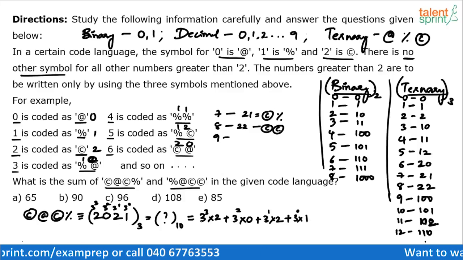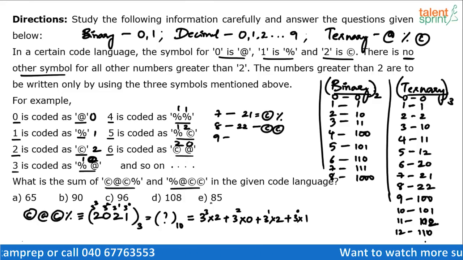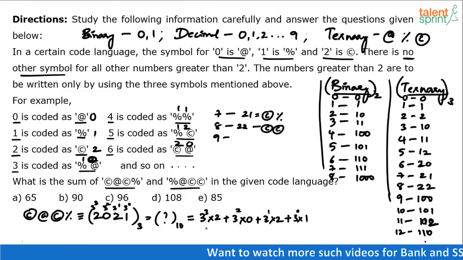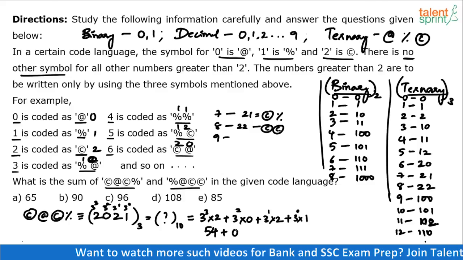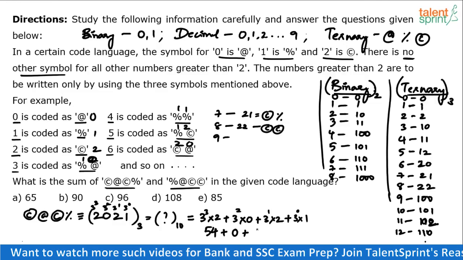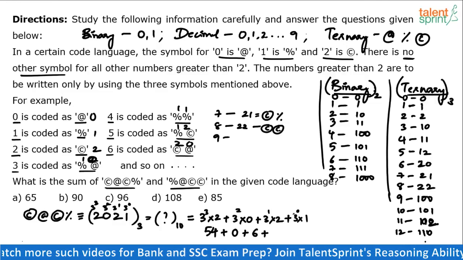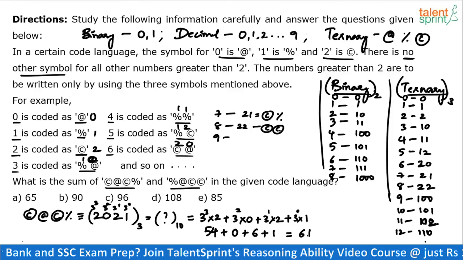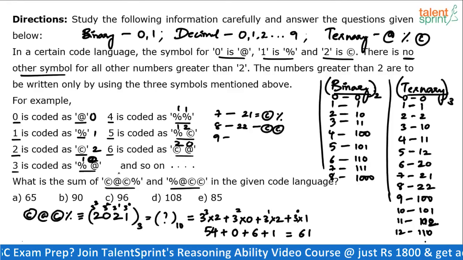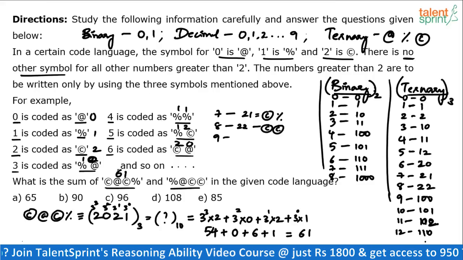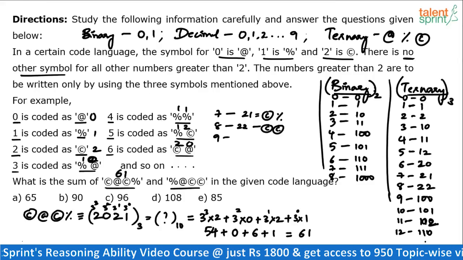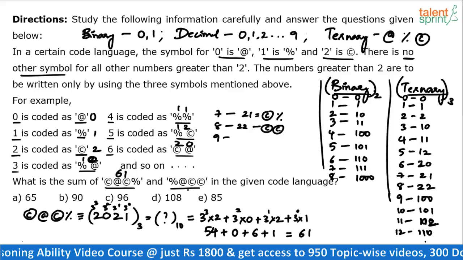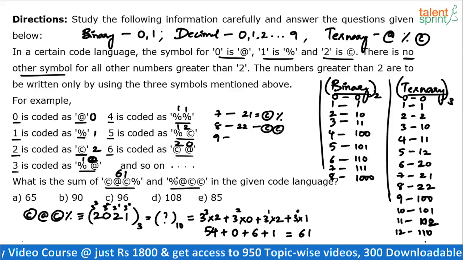Simplify. What is 3 cube? 27. 27 into 2, 54. So this is 54 plus 3 square, whatever it is, multiplied by 0 will give you 0. 3 power 1, 3 into 2, 6. Plus 3 power 0 is 1. 1 into 1, 1. So 54 plus 6, 60 plus 1, 61. So this number here is 61. 61 in which system? Decimal system. Right? 61 in the decimal system. Similarly, convert that number.